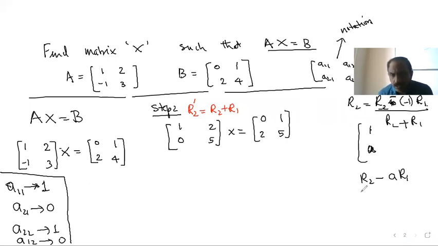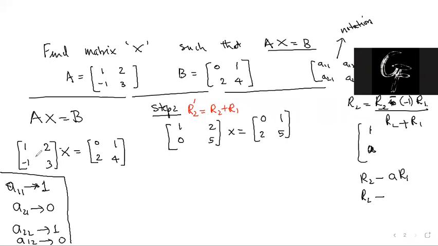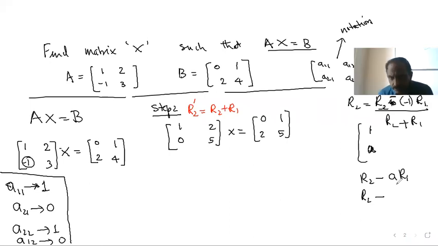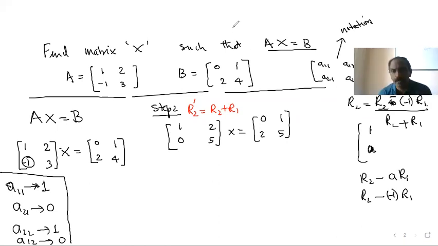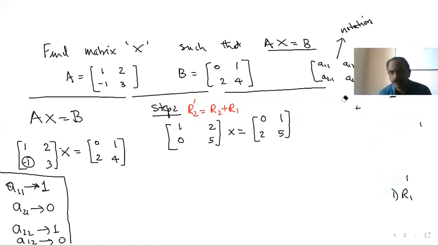Is it clear to you? R2 minus whatever the number over here into R1. This is the formula to make 0. So tell me the formula now. All of you listen carefully. Listen here. Imagine I have a 3 by 3 matrix.